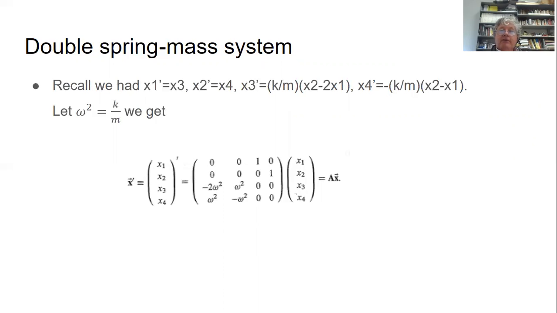To make life easier for us, we're going to let omega squared equal k on m. We're doing this because if you remember the single spring mass system, we let omega squared equal k on m, and then omega turned out to be the natural frequency of that system. Giving nothing away, here we're going to get natural frequencies which are going to be multiples of omega. That's the end of the module.